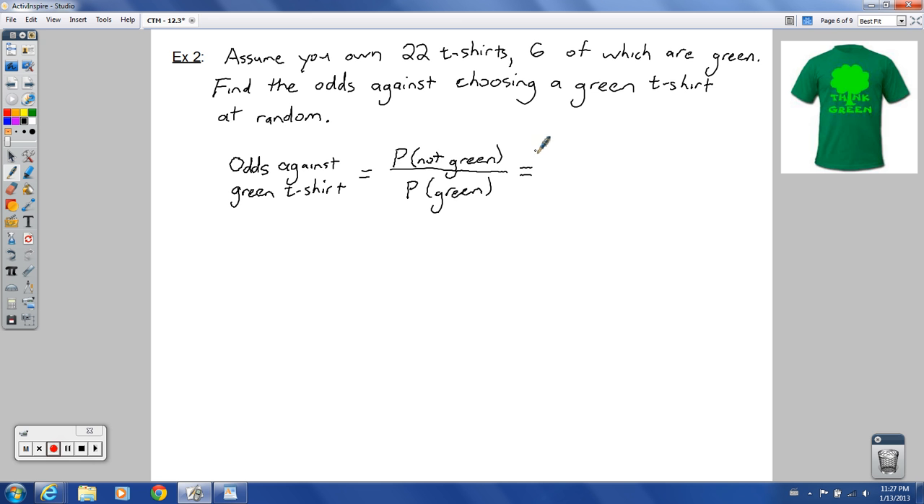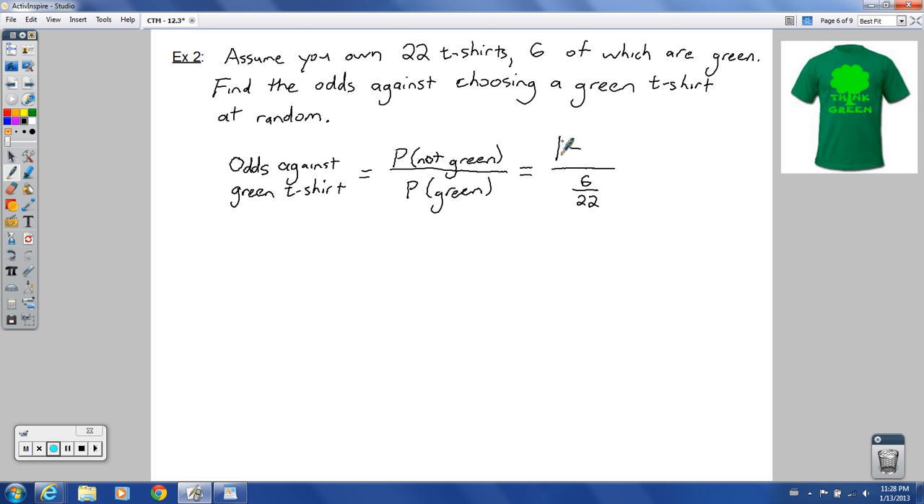Okay. So the probability of not green. The probability of green is easier to think of here. It's 6 out of the 22. And we already determined that this was 16 out of 22. That's 22 minus the 6 gives you that number right there. It gives you the 16. But if you didn't see that, you can always think of it like this too.